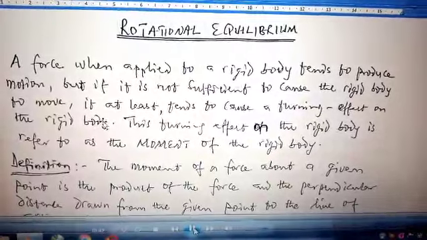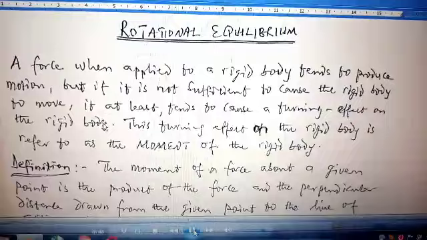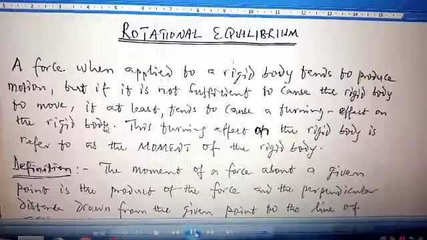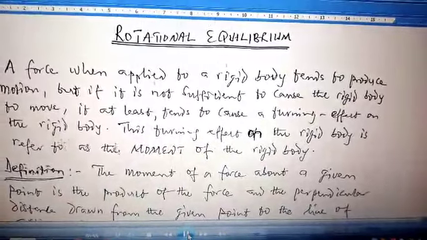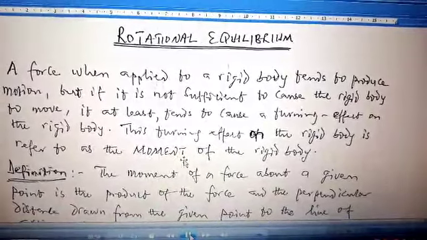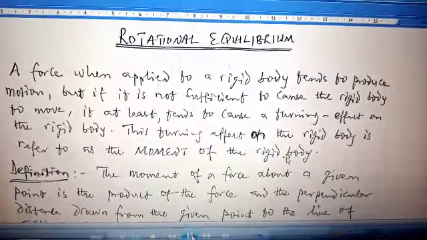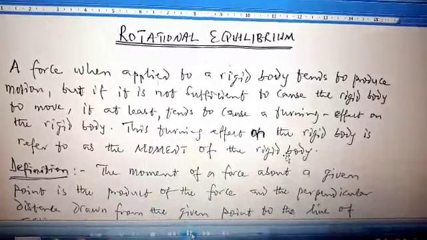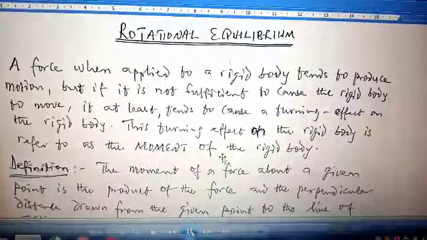You see that the force is either enough to move the rigid body, or at best it may cause a kind of turning effect on that rigid body. This turning effect on the rigid body is what is referred to as the moment. Turning effect, we talk also about moment of the rigid body. What do we mean by moment?